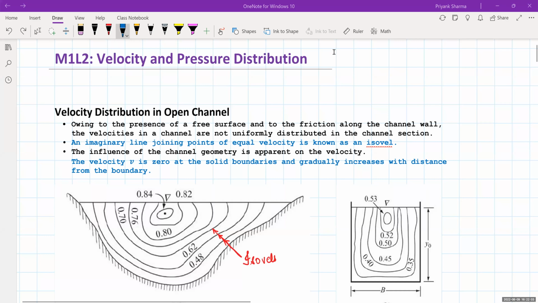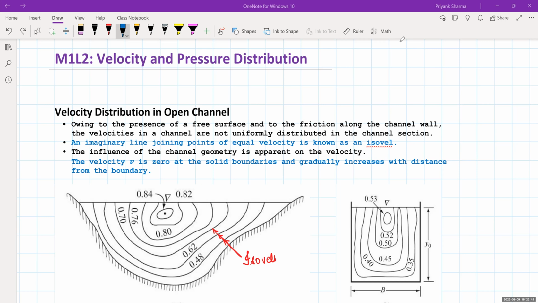Very good afternoon, everyone. Today we are going to discuss, in the second lecture, velocity and pressure distribution. In the previous lecture, we discussed the basics of open channel flows, the differences between pipe flow and open channel flow, the types of channels and the types of flows, and then we classified the flow conditions based on that. Now we'll move further and discuss the velocity and pressure distribution in case of open channels.